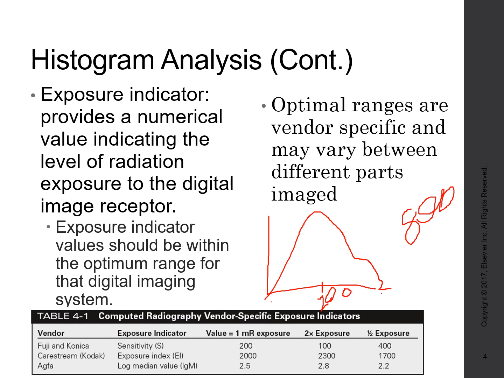Now, again, we've talked many times about the inconsistency between manufacturers. So in this case, we have a little table down here at the bottom that shows how Carestream and Kodak refer to the exposure indicator as an exposure index. If we go to Fuji and Konica, they use an S value, S representing sensitivity, and AGFA uses a log medium value. So any manufacturer is going to have a different exposure indicator, and so what you'll have to learn is how to identify what the target is, what the range is, and then how to adjust appropriately for your system.